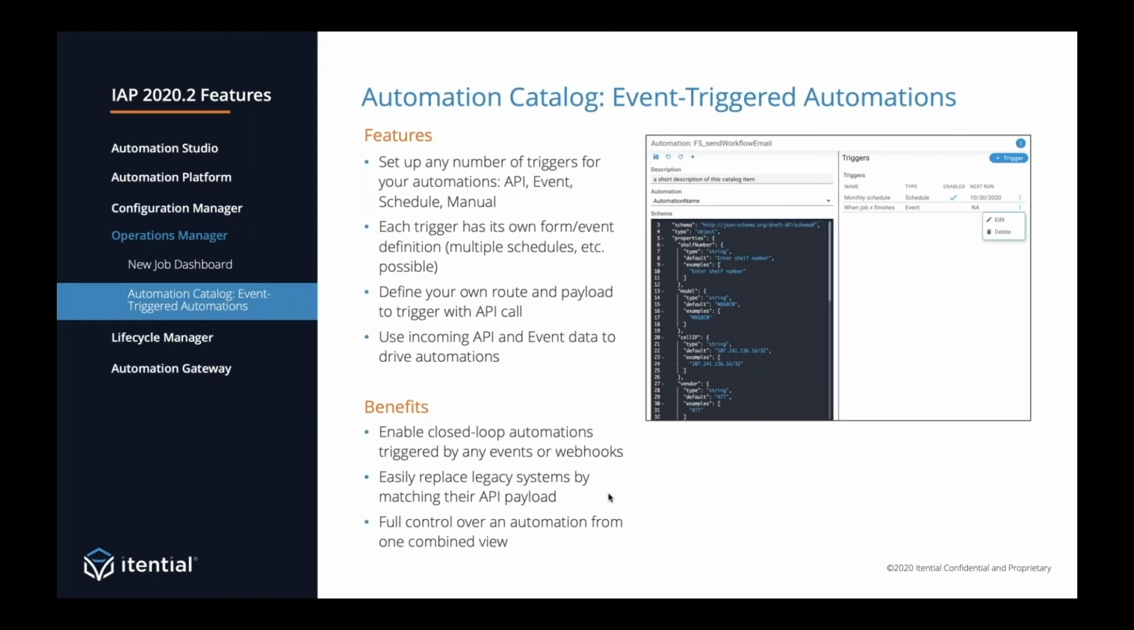And so we've taken a step back and basically separated the automation, which we see on the left-hand side with the automation name and its input schema and the access control for that automation. And we've completely separated that part from the actual trigger part. So triggers is a new concept in IAP 2020.2. And we have 4 types of triggers that you can add to your automation.